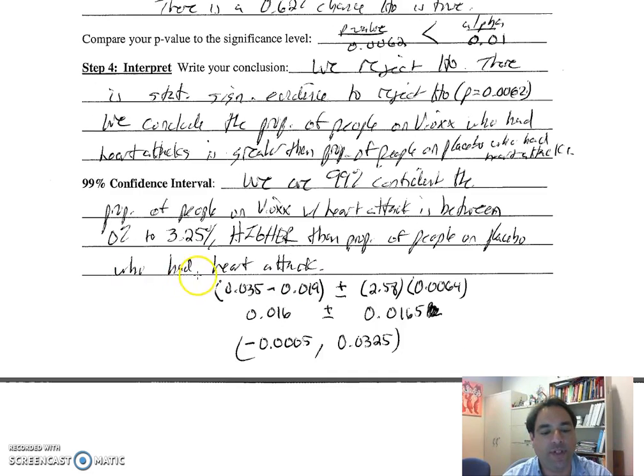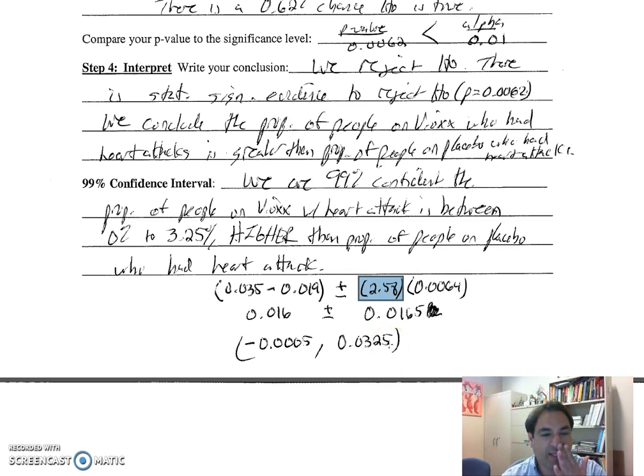So when we do our confidence interval, remember, it's the first p hat minus the second p hat, plus or minus your Z star times your SE. Because we're doing 99%, we're doing 99% now because of 1% alpha, our Z star is 2.58. We learned that in the previous chapter. Times our SE, 0.0064. We get negative 0.0005 and 0.0325.